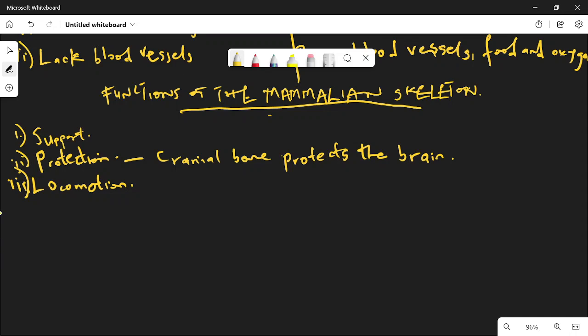Another one is production of red blood cells, RBC. The red blood cells are produced in the long thigh bone, in the bone marrow of the long thigh bone.